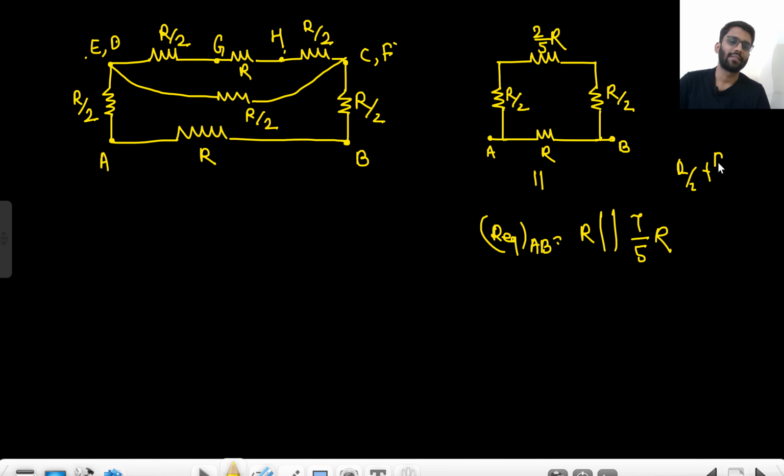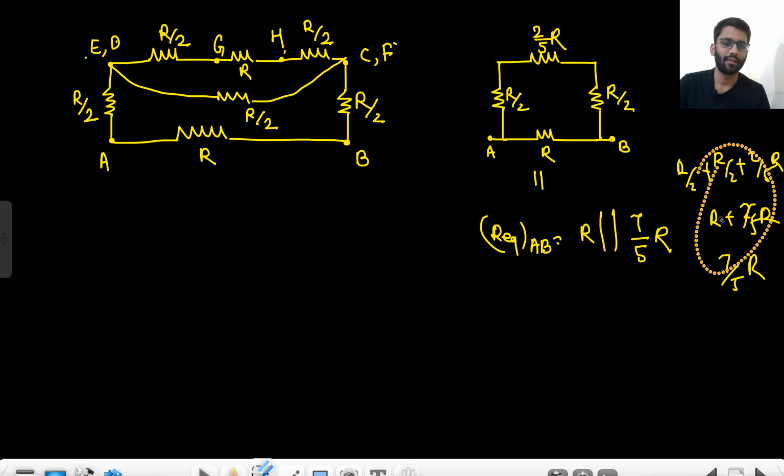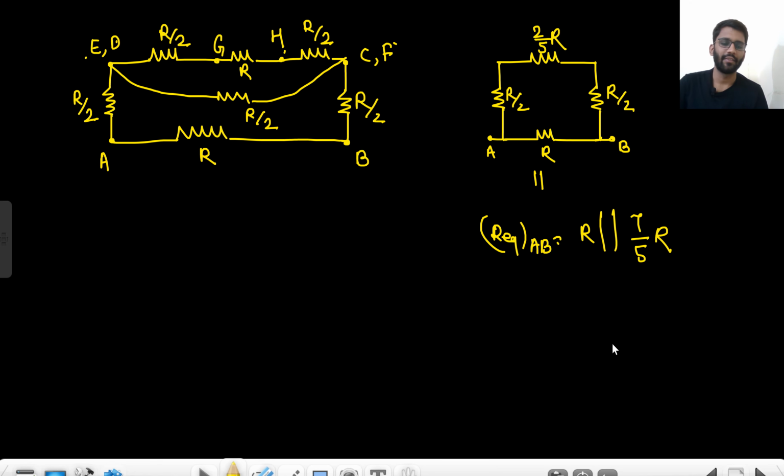Basically R by 2 plus R by 2 plus 2 by 5 R. So it will give me R plus 2 by 5 R. It will give me 7 by 5 R, right? So R parallel with 7 by 5 R will give me 7 by 12 R. This is my R equivalent across AB.